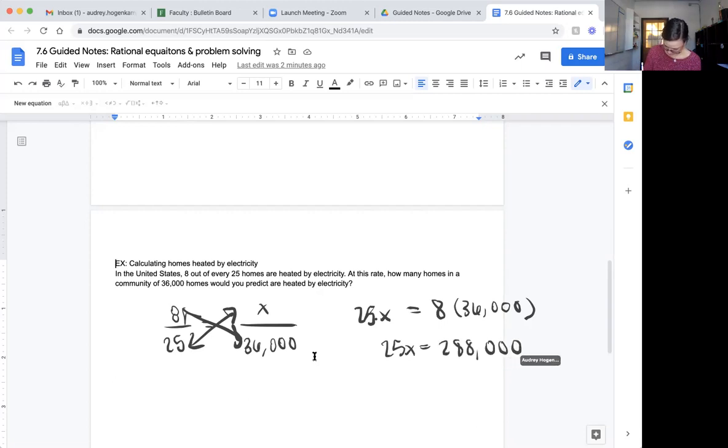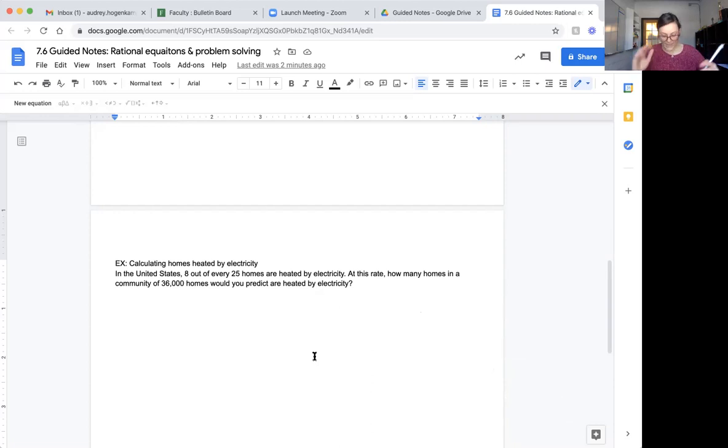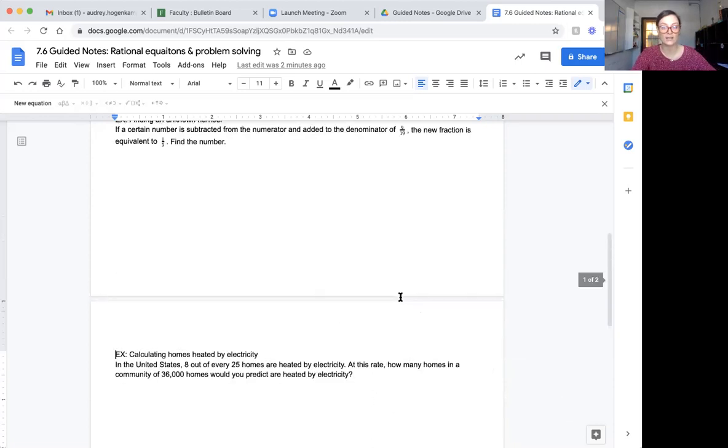And then divide by 25 to get x. x is equal to 11,520 homes that will be heated by electricity out of the 3,600 total. So nothing too bad here. Basically just applying, again, things that we have already learned.